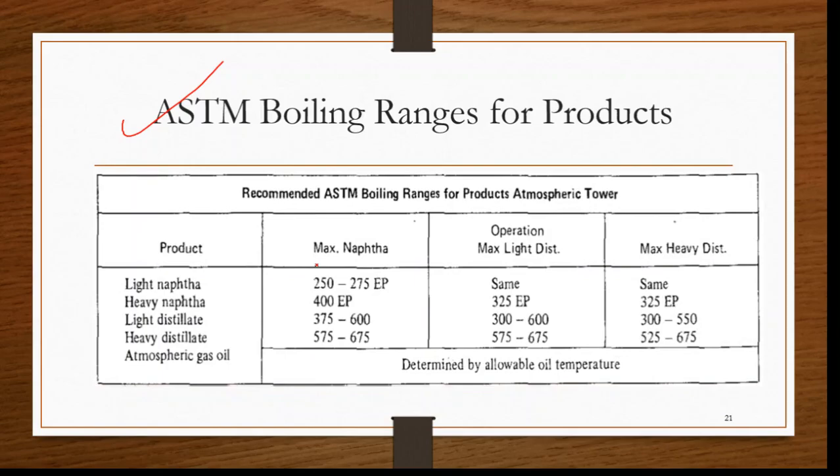This is one theory, and the second part is very simple. A few tables of recommendations are available with us. For example, one recommendation is the ASTM boiling ranges. We have by default some recommended ASTM values for the boiling ranges of light naphtha, heavy naphtha, light distillate, heavy distillate, and so on. So we have different endpoint values. Basically their boiling ranges in terms of endpoints are given here. So that is the first recommendation.